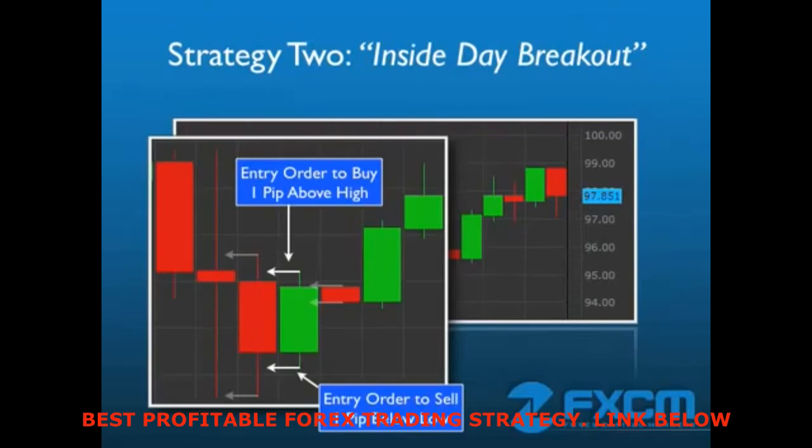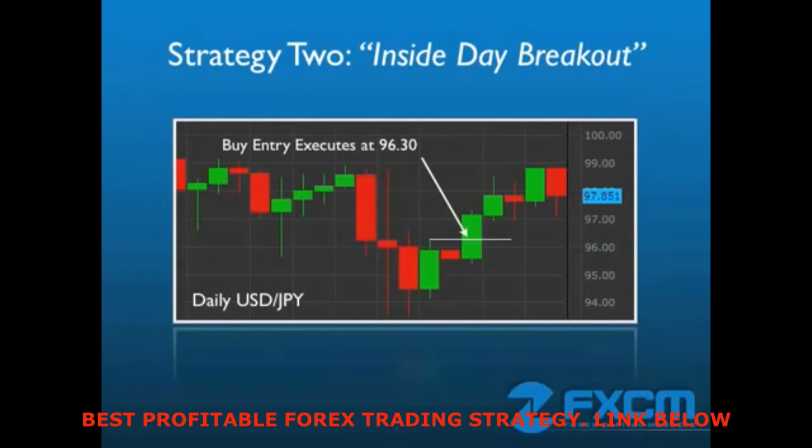The dollar-yen did break out. My buy entry order triggered at 96.30, and I ended up closing out around 98.0 for about 170 pip gain.